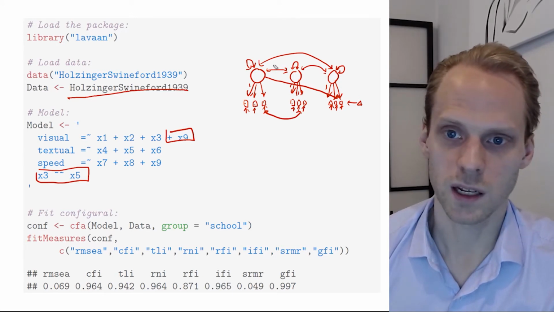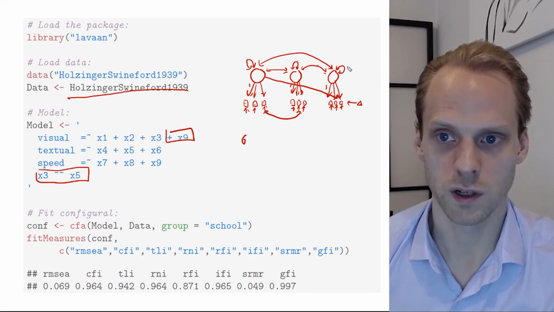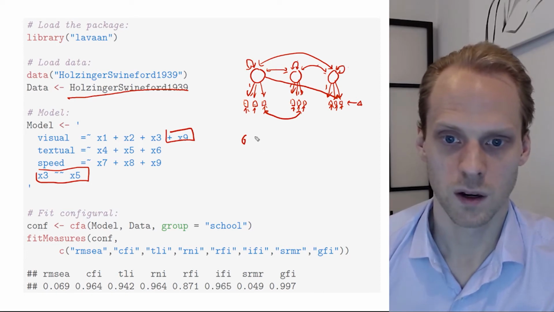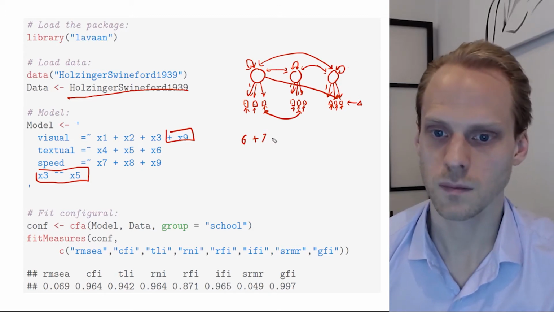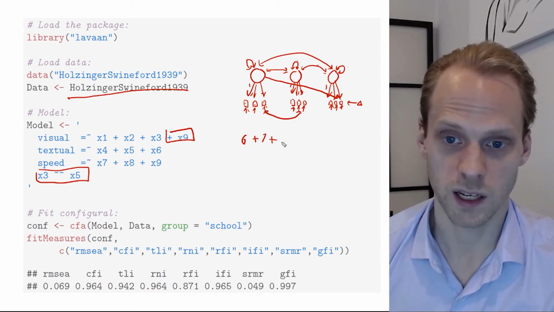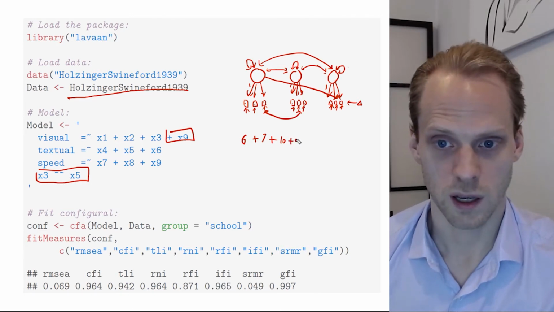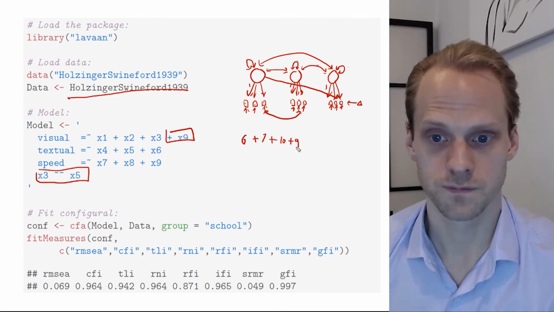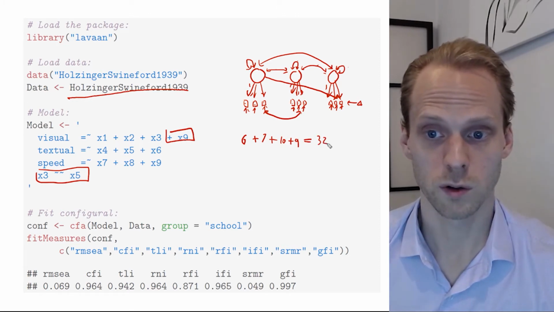We have at the latent level 6 variances and covariances. 1, 2, 3, 4, 5, 6. We have 1, 2, 3, 4, 5, 6, 7 factor loadings. We have 1, 2, 3, 4, 5, 6, 7, 8, 9, 10 residual variances or covariances. And we have 9 intercepts. So this leads to a total of 32 parameters.